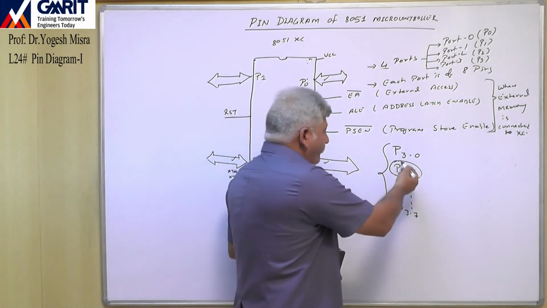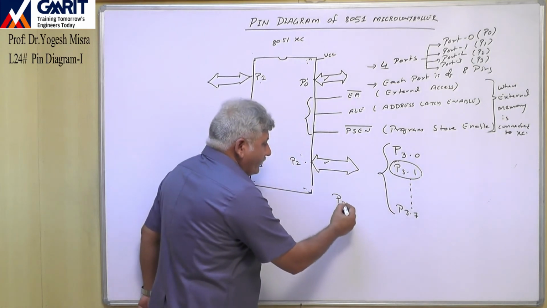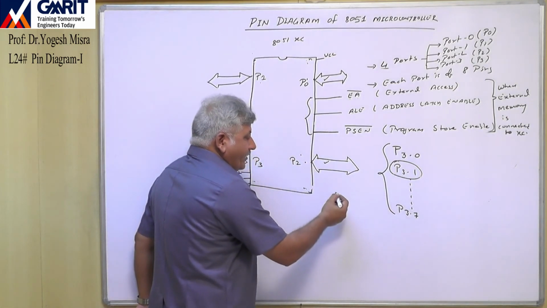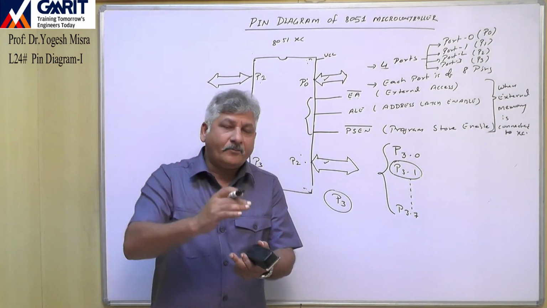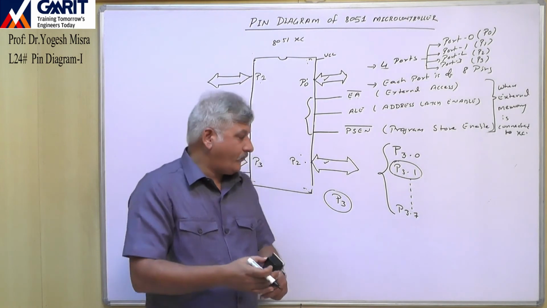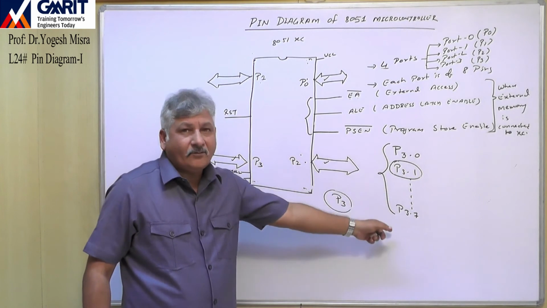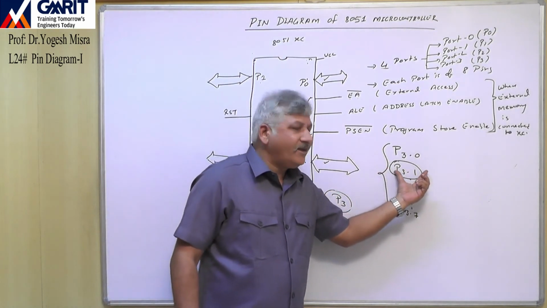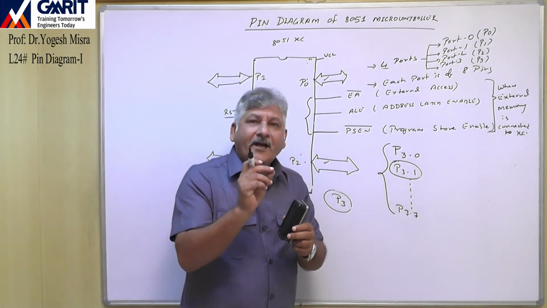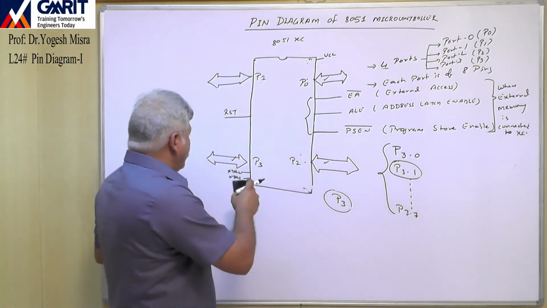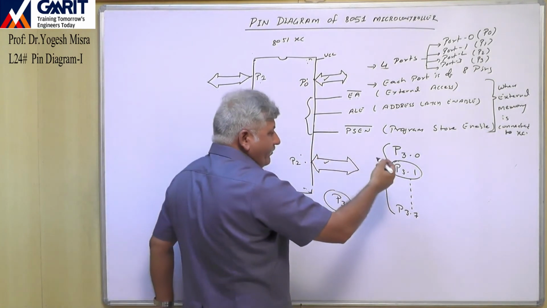So we can use these names, or if we are simply using the name P3, then this indicates we are using all the 8 pins in our program. If you use the P3 name, all the 8 pins are used. And if you are using any single pin name, then only that pin will be utilized. In this way, regarding all other pins, we will follow the same name pattern.